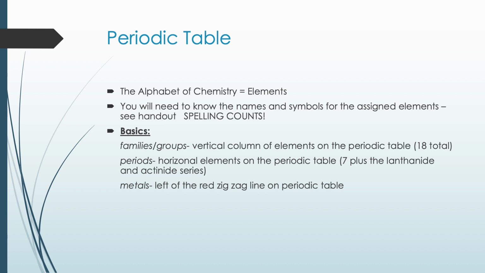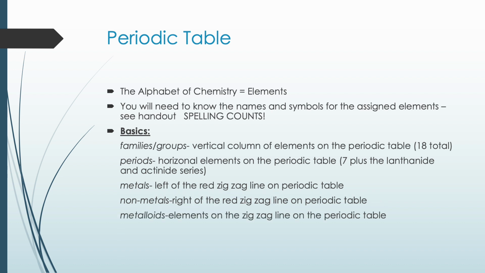The metals you will find on the left side of the red zigzag line. Then you have your nonmetals to the right of the red zigzag line. And then your metalloids are the elements that fall on that zigzag line.